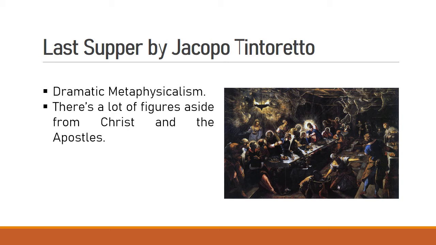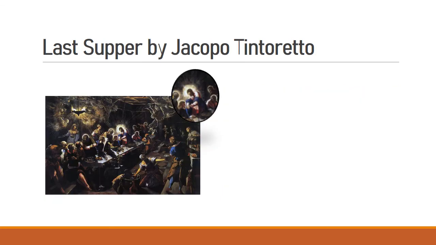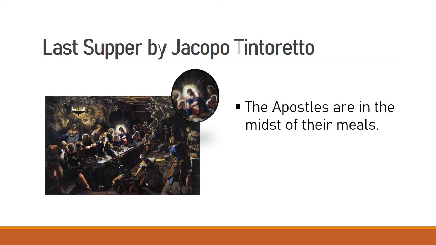Before the table, there is a woman cleaning, and in the area above them are the angelic presence of cherubs. There are a number of smaller scenes present within the artwork. The work is full of emotion and is largely unbalanced. This is reflective of the time in which the work was created, when there was a lot of social outrage and anger. In the painting, the apostles are still in the midst of their meals. It shows that they have no idea of what will happen later that night.